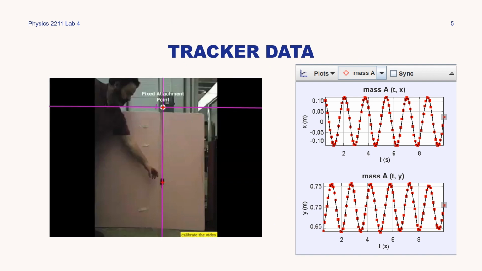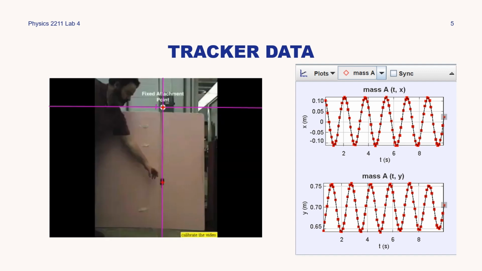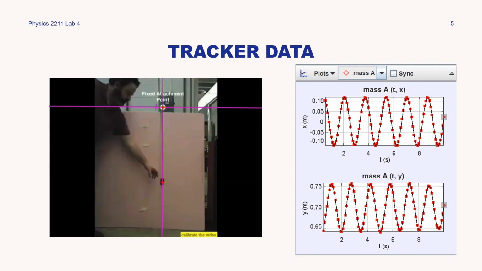Moving to the tracker data from the video, at the fixed attachment point at the top is where I set my origin, and right before he actually picks up the weight and starts moving it to begin its oscillation, that's where I set the initial height, which was 0.7 meters. We were told that the mass of the weight is 0.402 kilograms, and from Tracker, I found that when the person in the video moved the block, its initial position was negative 0.102 meters in the x direction and negative 0.645 meters in the y direction.